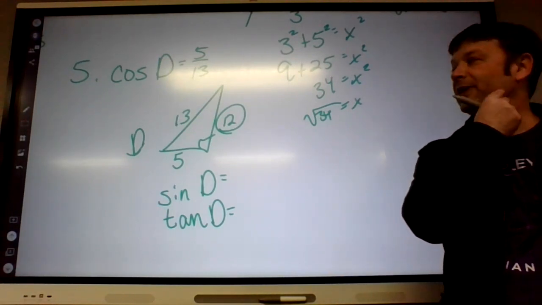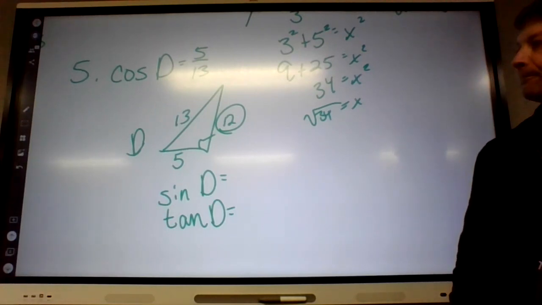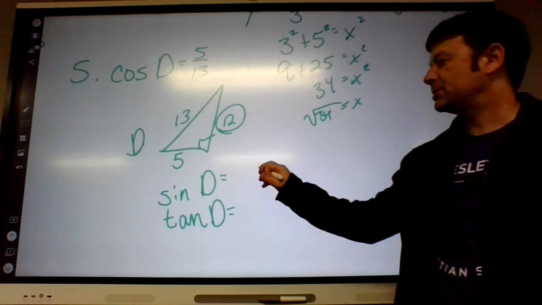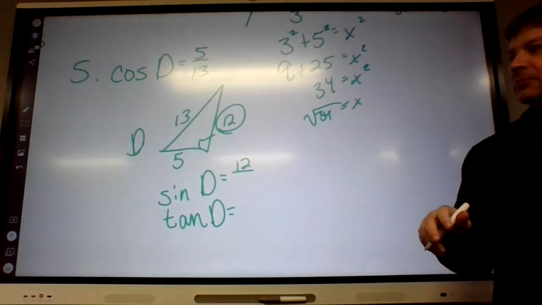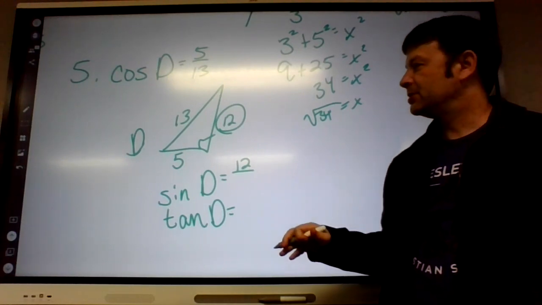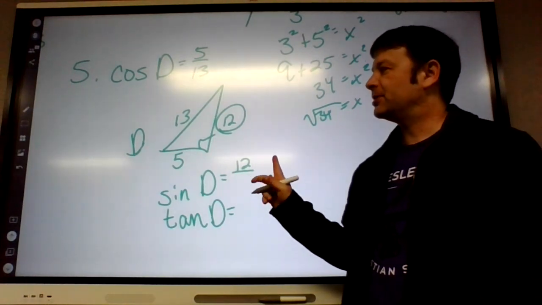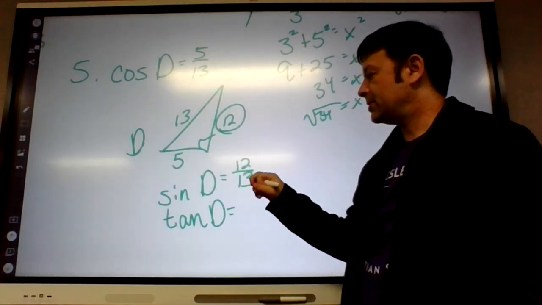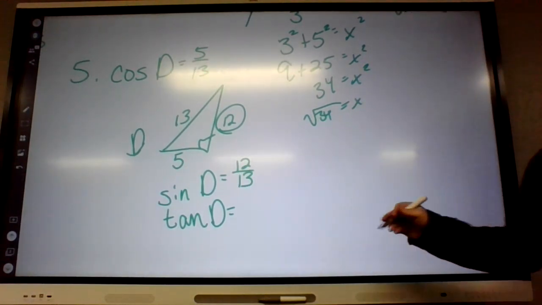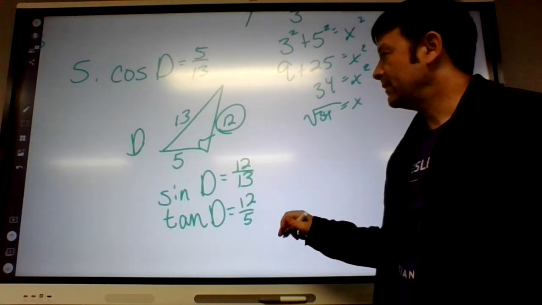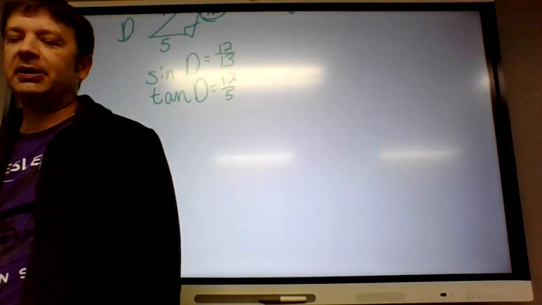What is opposite of angle D? That would be 12. Yes. What else? Sine is opposite over what? Hypotenuse. What's the hypotenuse? No, the hypotenuse is the big number, the big side. I meant 13. All right, Roman, what's tangent of D? 12 over 5.